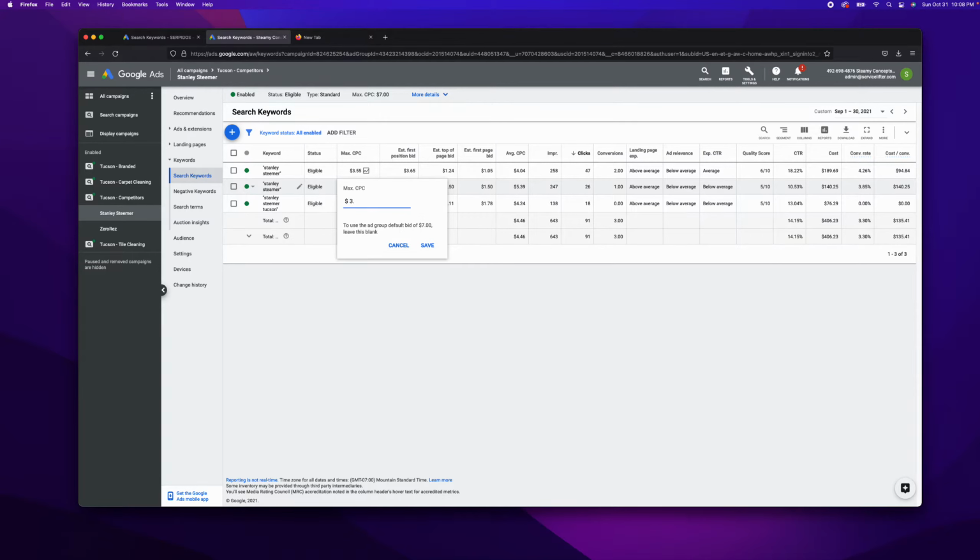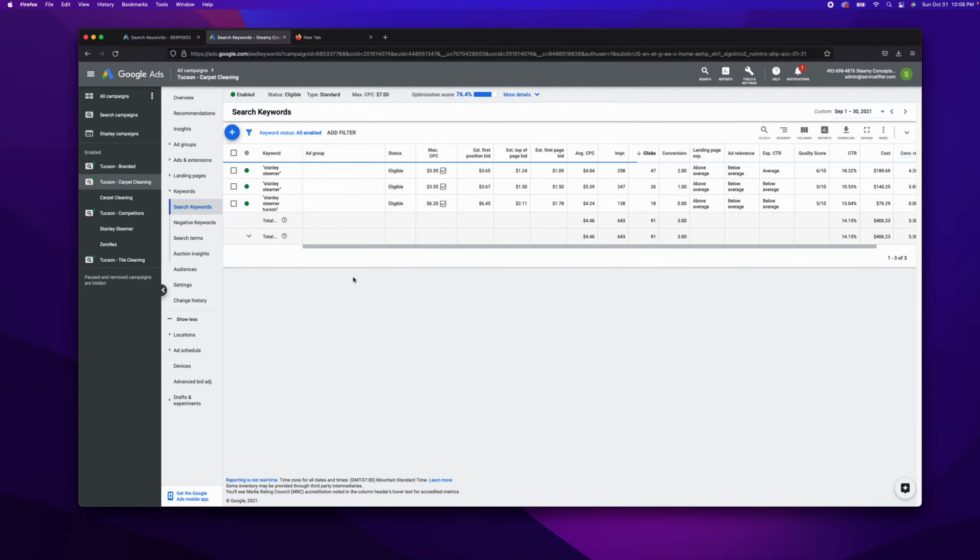Now this is a lot of work. You do have to check it almost daily if you're not underneath an automated bidding strategy. So let me go ahead and change these real quick here. Perfect example. Now if we jump over here to, let's say, Tucson carpet cleaning.